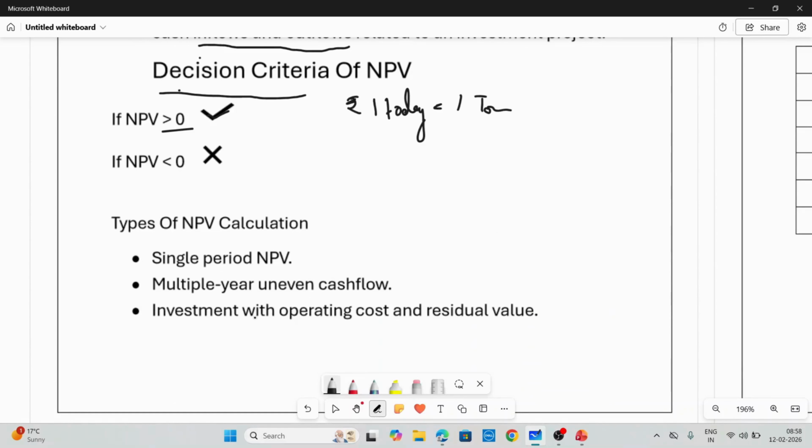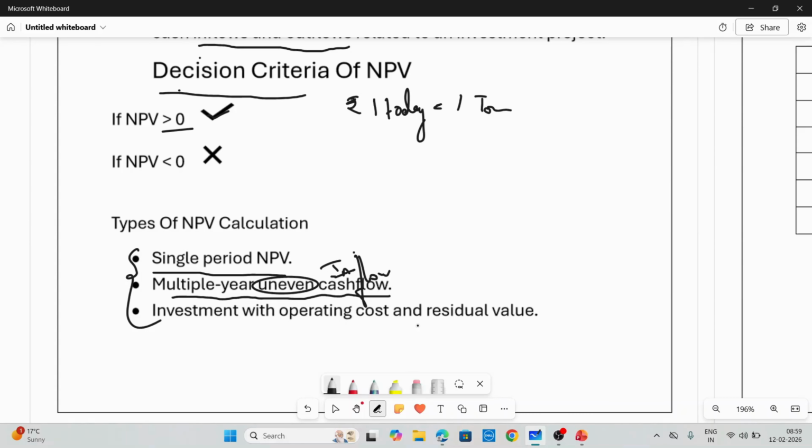Now, let's move to types of NPV calculation. There are 3 types of NPV calculation. Single period NPV, where you have only single cash inflow. Multiple year uneven cash flow, where you have multiple years, it might be several years, and also uneven cash inflow. The initial investment is the same, but the cash inflows you get might differ from one year to another year.